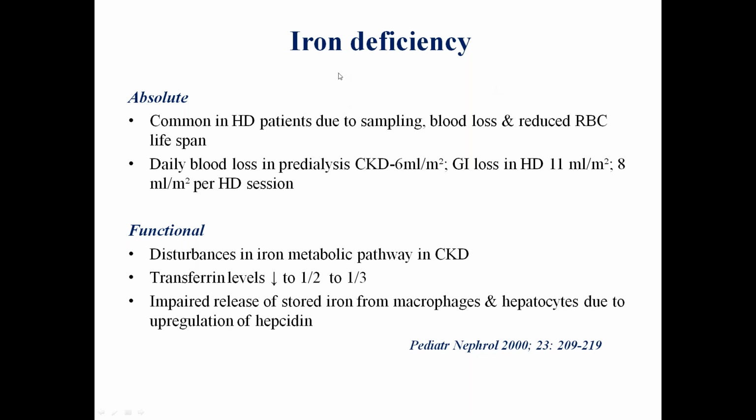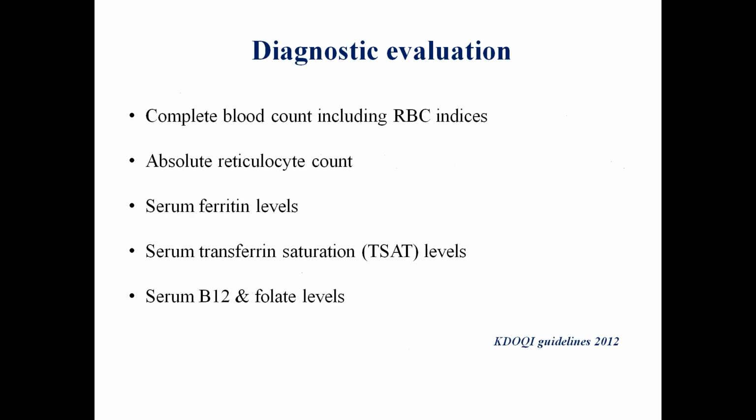So to identify iron deficiency in these patients, which can be absolute or functional. Now, absolute iron deficiency essentially occurs because of sampling, blood loss, and even a reduced RBC lifespan. In a uremic milieu, the RBC lifespan is reduced from 120 days to about 90 to 100 days. And apart from that, there is functional abnormality as well, which results in disturbances of iron metabolism in chronic kidney disease, which leads to lower transferrin levels. Hence, there is a problem not only in iron absorption, but also in iron transport.